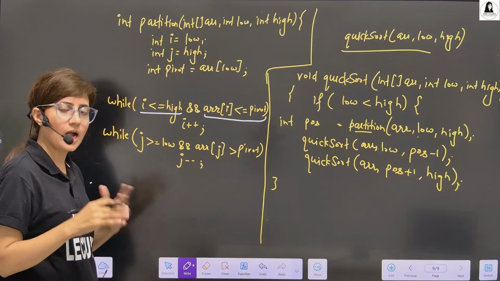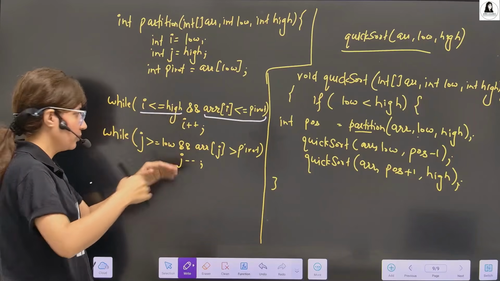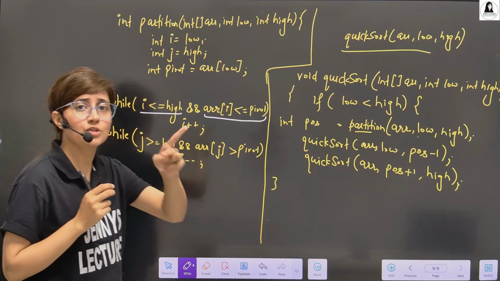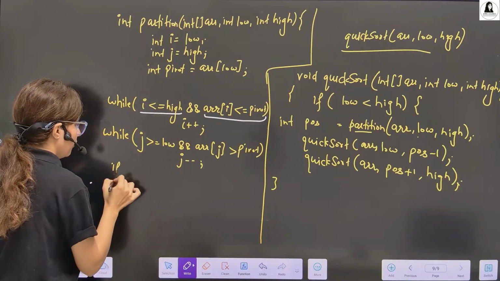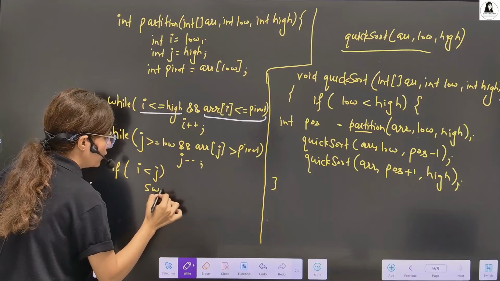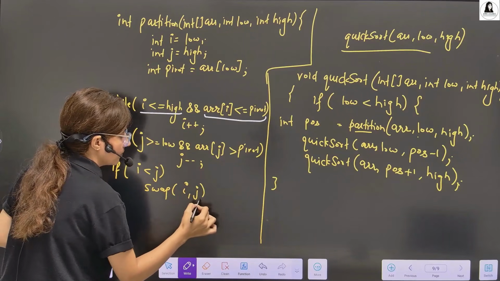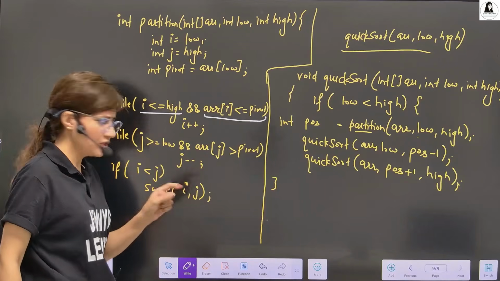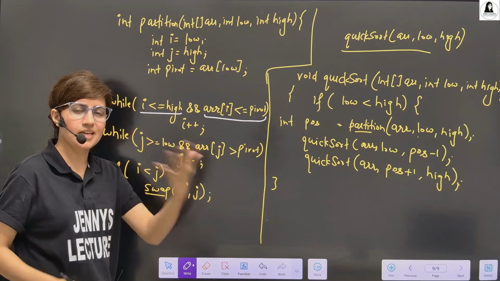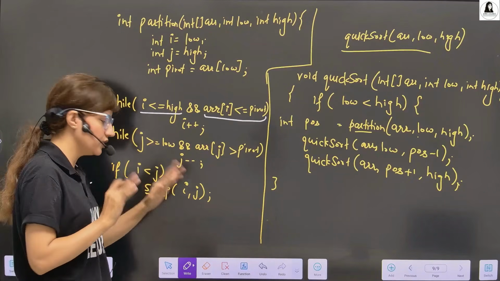After that, once we stop, somewhere this condition becomes false, we stop. Then we swap i and j, whatever element is at i and j. But it's not that we directly swap. We check first. If i is less than j, then only we swap whatever element is at i and whatever element is at j. We swap these two elements. I'm just passing the index. We have done the definition of the swap function many times, passing two indexes and swapping. So we swap these two elements, whatever is at the ith and jth index.